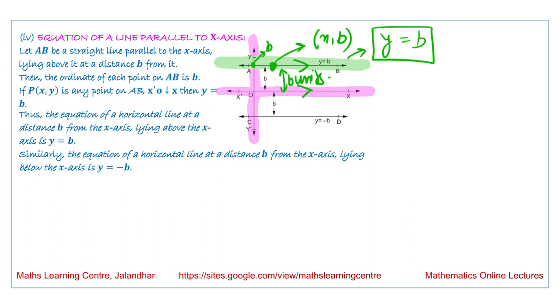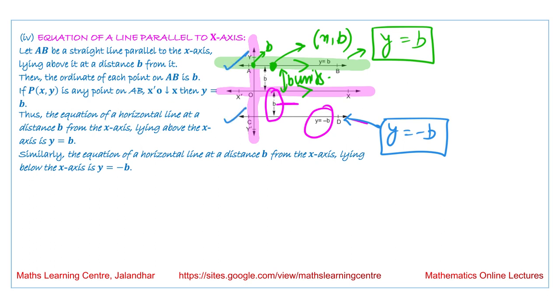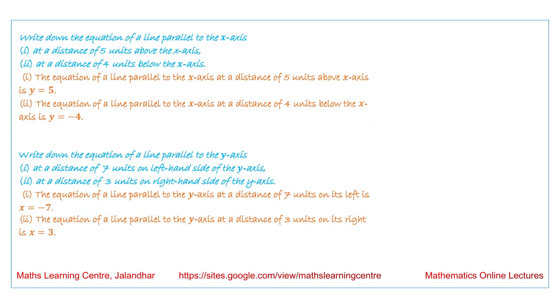the x axis, and if the line lies below the x axis at a distance of b units, the equation of this line is y is equal to minus b. So, these are the equations of two lines which are parallel to the x axis and at a distance of b units from the x axis. So, based upon this, we have this question.